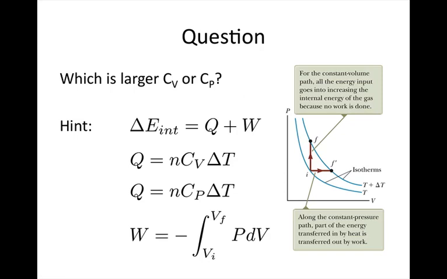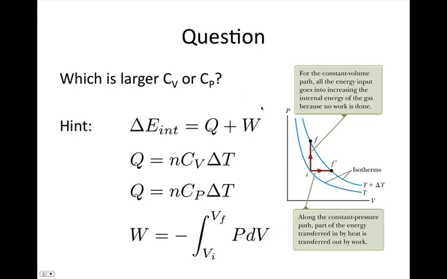Here's a question for you to think about. Which one's going to be larger, the specific heat at constant volume or the specific heat at constant pressure? Here's the hint. The change in internal energy is equal to Q plus W. Q is defined as nC_V delta T for the constant volume case and as nC_P delta T for the constant pressure case, and the work is equal to minus the integral from V_I to V_F of P dV.